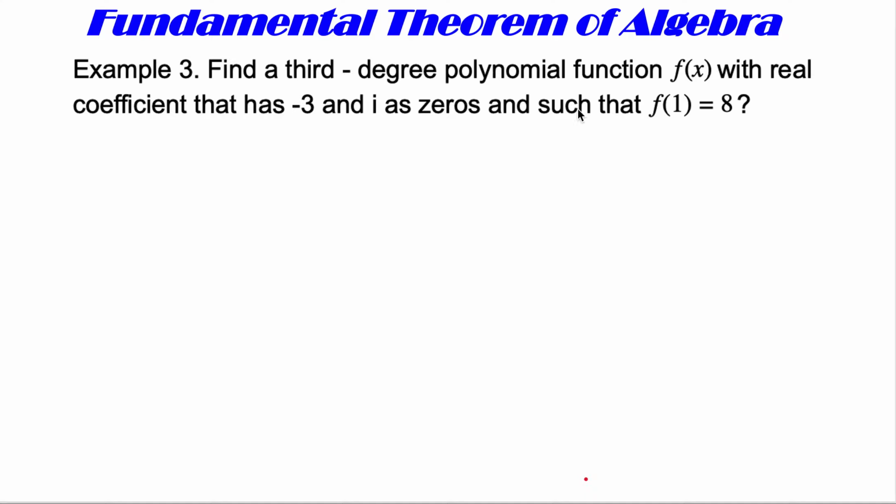Fundamental theorem of algebra. Find the third-degree polynomial function f of x with real coefficients that has -3 and i as zeros, and such that f of 1 is equal to 8. According to the fundamental theorem of algebra, we already know that if a polynomial function is of third degree, it has 3 solutions in the complex field.